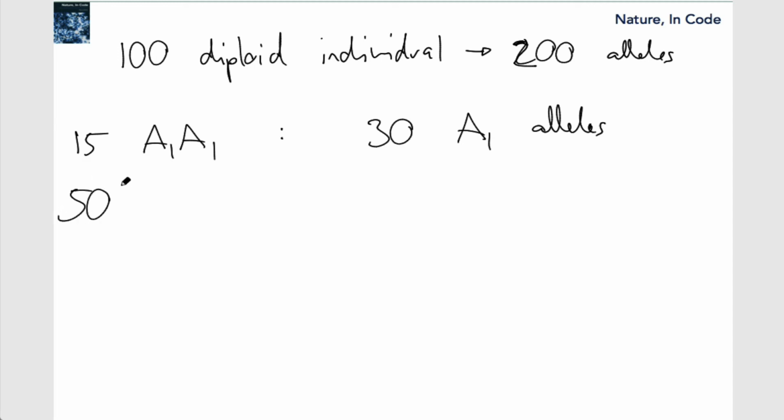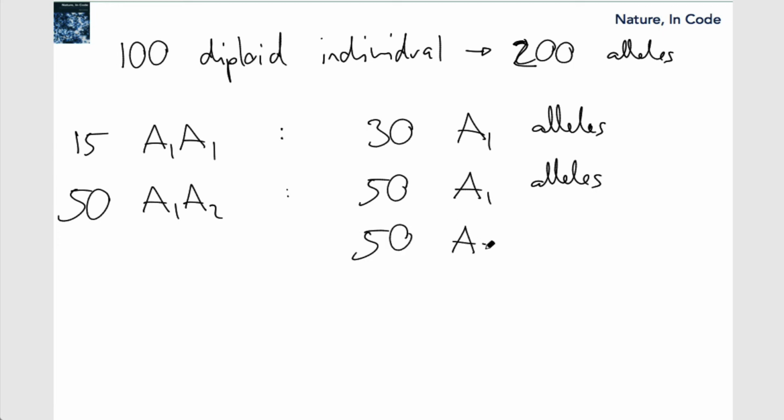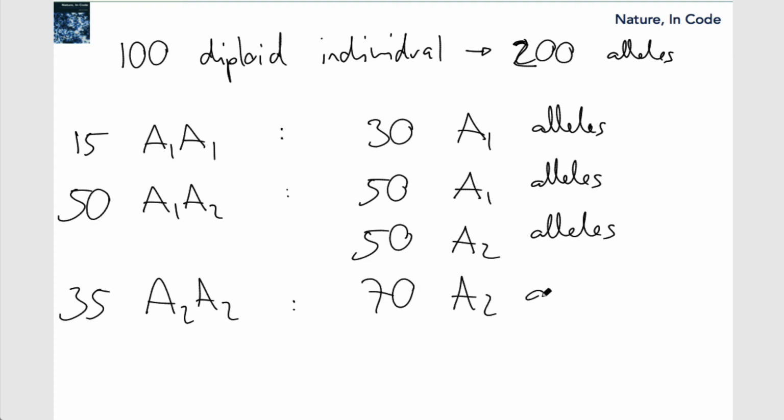We said we found 50 A1A2 individuals. So these 50 genotypes, how many A1 alleles do they provide? Just think about this for a second. They provide 50 A1 alleles. Why is that? Because they only have 1 copy of the A1 allele. The other copy is an A2 allele, which means we also have 50 A2 alleles provided by these genotypes. And then finally we have 35 genotypes of type A2A2. Each of them is providing 2 A2 alleles, which means we have a total of 70 A2 alleles provided by the A2A2 genotypes.